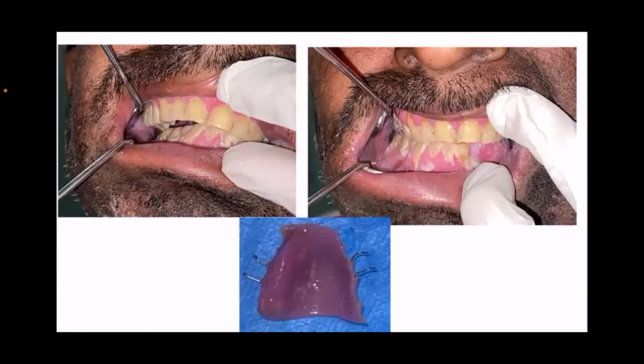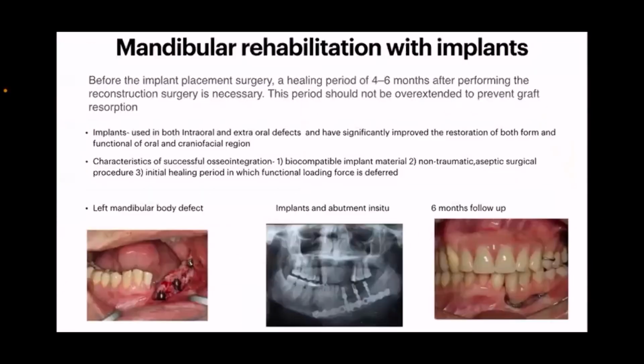Similarly, a segmental mandibulectomy was performed, which led to malocclusion of the teeth. A maxillary ramp prosthesis was delivered, and the teeth came back into occlusion.